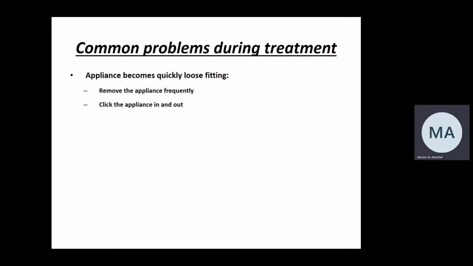Again, if the appliance is getting loose quickly, for example, I give the patient a 3-month appointment and he comes 1 month later saying that it's loose, it comes out of his mouth, then maybe the patient is playing with the appliance, clicking it in and out, or he's removing the appliance frequently. Every time he's being disturbed, the patient is feeling a bit of pain, he removes the appliance, and this is why the retentive components become loose.